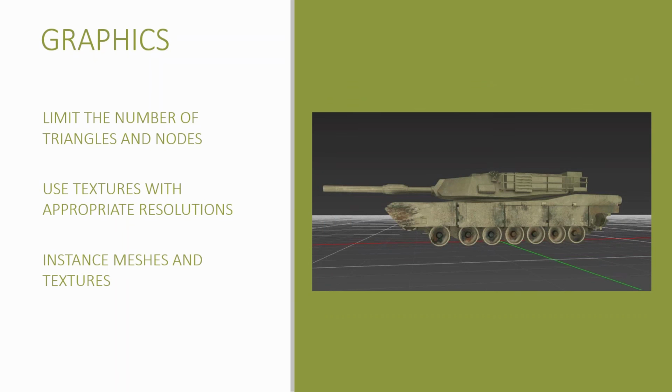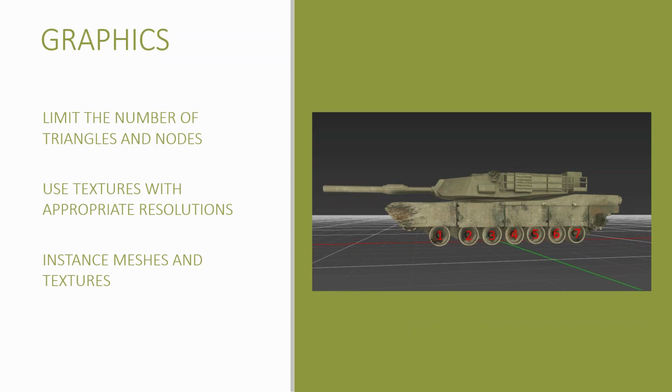Another thing to consider is which meshes can you instance and which textures can you instance. As an example, we're going to look at the Abraham tank here. You can see on the different wheels, we have 7 wheels. All of these, and that's the same on the other side, use the same mesh and the same texture. So you could instance those and limit the number of draw calls. So you could have all 7 on one side use the same mesh and the same texture. So you're going to get, again, some gains in efficiency.